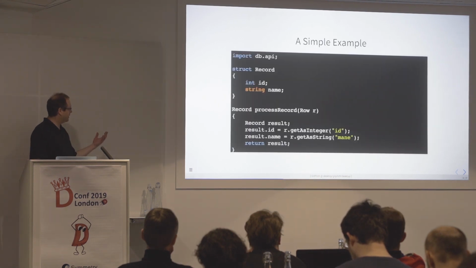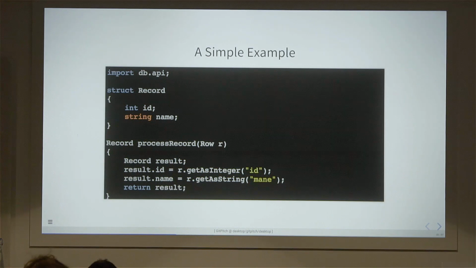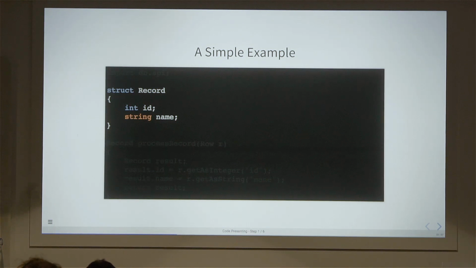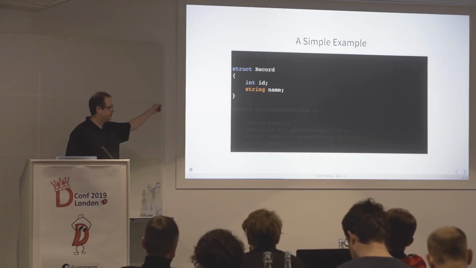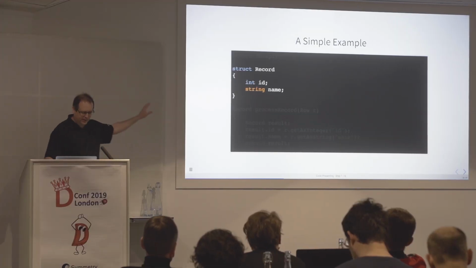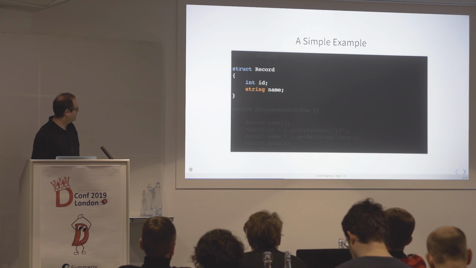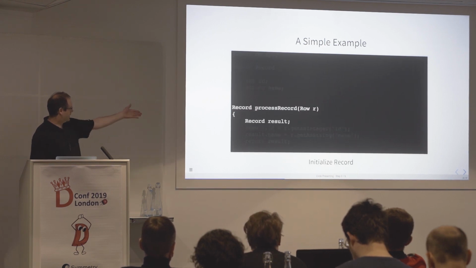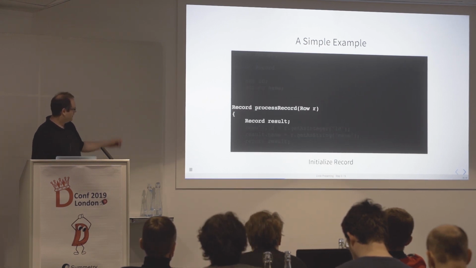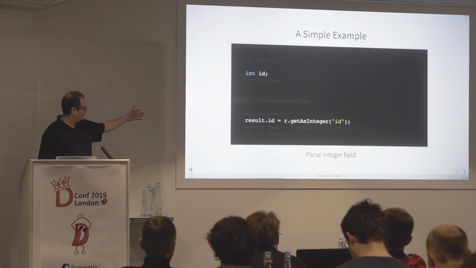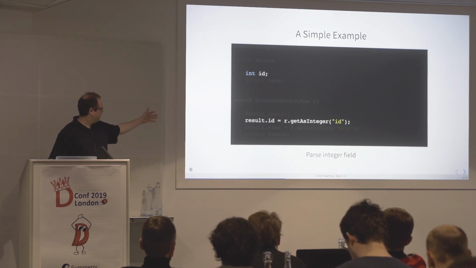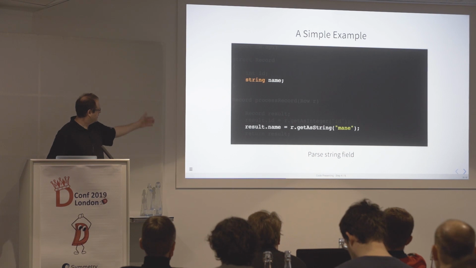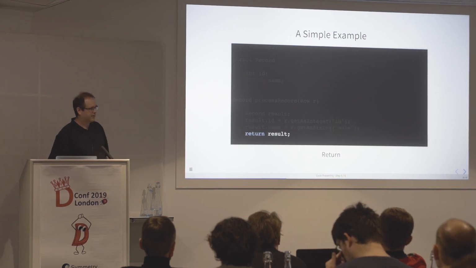Let me give you a simple example. So let's say we have a record that we're going to deserialize from a database. Doesn't matter what the database API is, I just kind of made it up. This is not real code. So record accepts a row. We create a result. We parse the integer field. We parse the name field. And we return the result.